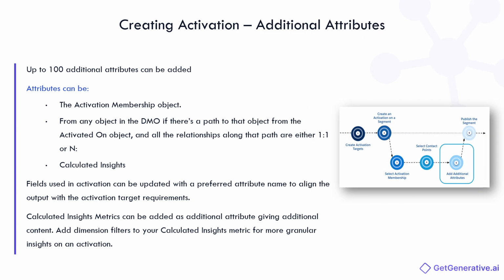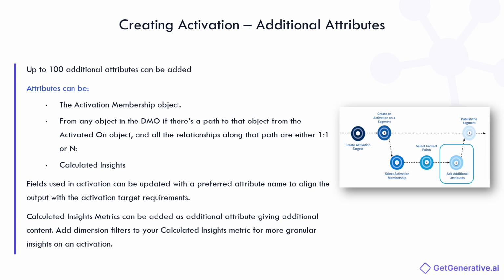Creating activation with additional attributes. So far, if you see on this screen, we have two attributes, unified individual ID and the email address. As part of the next step, as soon as we click on next, we can get more and more attributes that should be stored or that can be sent out using activation. We can have up to 100 additional attributes. The attributes can be from the activation membership object, which is unified individual, or individual, the direct fields such as first name, last name, date of birth, etc.